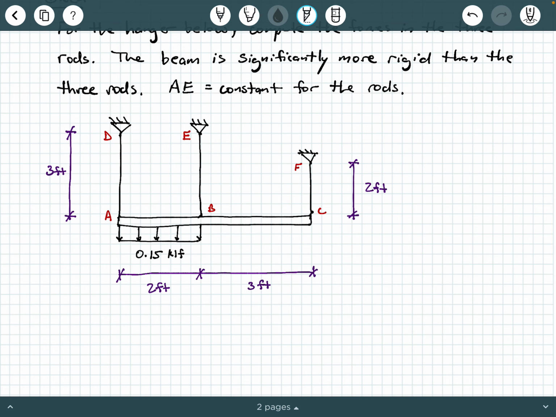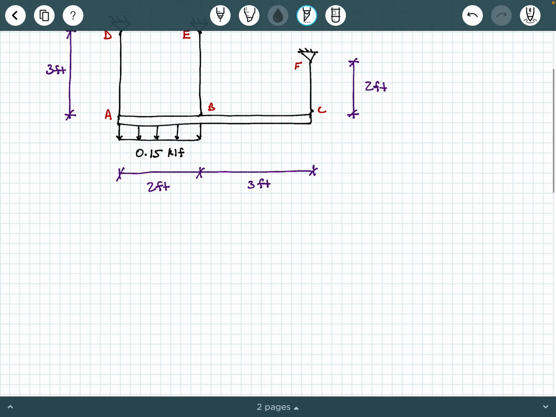The next thing is that the product of the cross-section area of these three rods with the modulus of elasticity of these three rods is going to be constant, so they're going to be the same. Now, this horizontal beam is supporting a load of 0.15 KLF, that's kips per linear foot, and that's distributed over this 2-foot segment between points A and B where these two rods are attached. And then we have a 3-foot segment that is unloaded that spans from point B to point C. Rods AD and BE are both 3 feet long, and then rod CF is 2 feet long. So how do we calculate the forces in these three rods? Well, let's go ahead and get started, and we'll see how we do that.